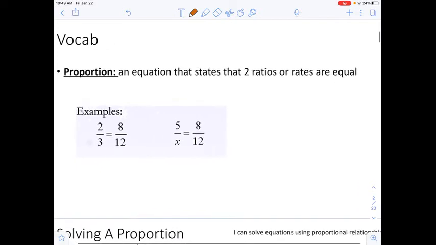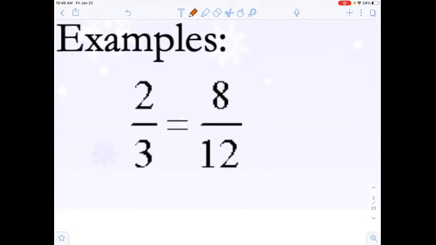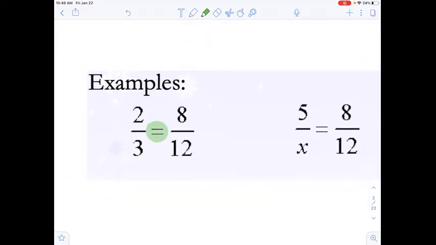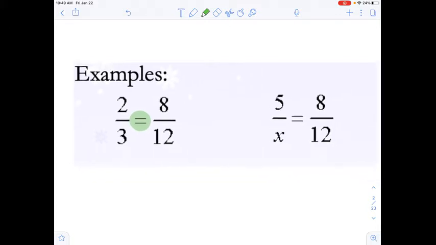Okay, so vocab, proportion: an equation that states that 2 ratios or rates are equal. So again, we talked about if something is proportional, those rates are equal. When we're looking at just numbers here, this is an example of a proportional relationship. It tells us that these 2 fractions are equal. 2/3 is the same as 8/12. Those are proportional, right? Because it's the same thing. If we simplified 8/12, we get 2/3.